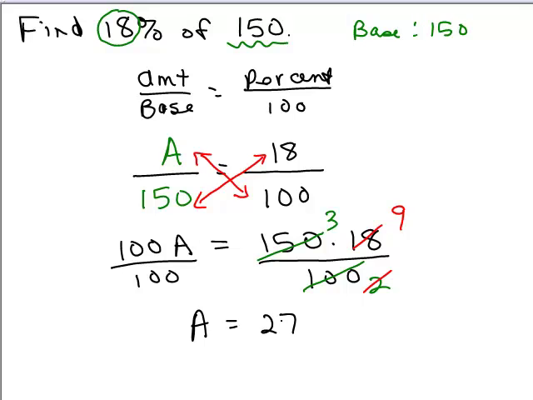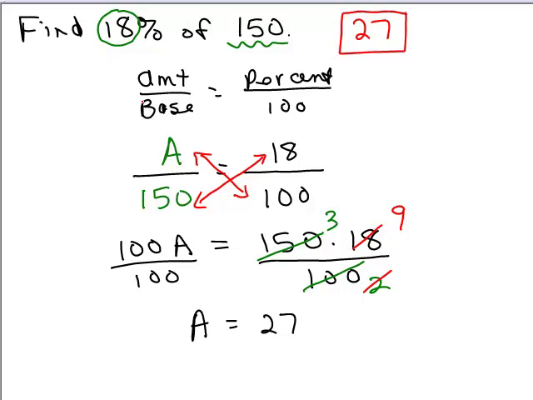Now, of course, a calculator will give you the same answer. You could do 150 times 18 over 100. You'll end up getting 27. So the answer to this problem would be 27. Now see if that seems in the ballpark to you. 18% of 150. Well, 10% would be 15, right? So 20% would be 30. And 18 is a little less than that, so that seems like that's right in the ballpark.